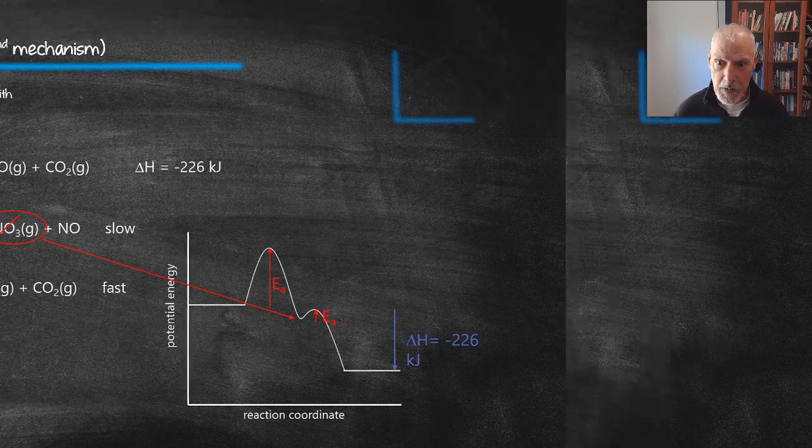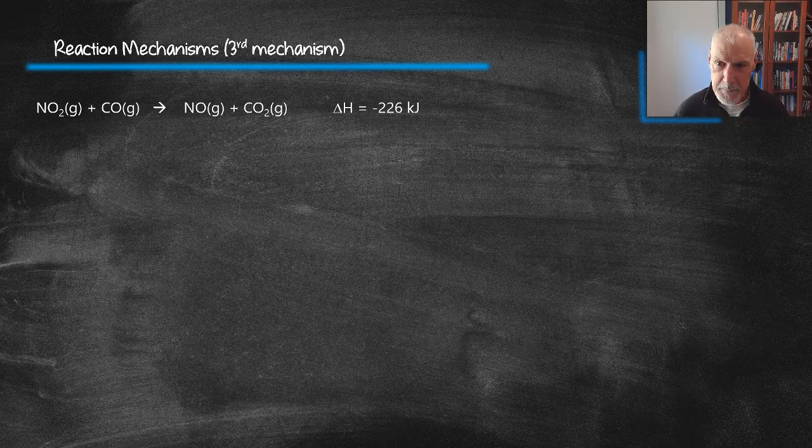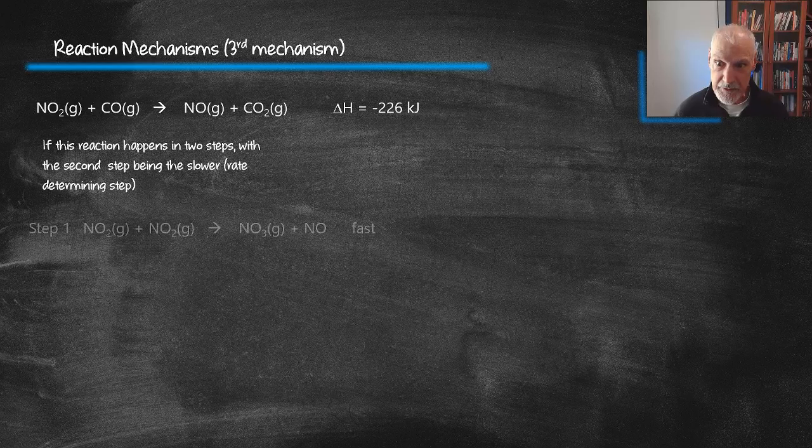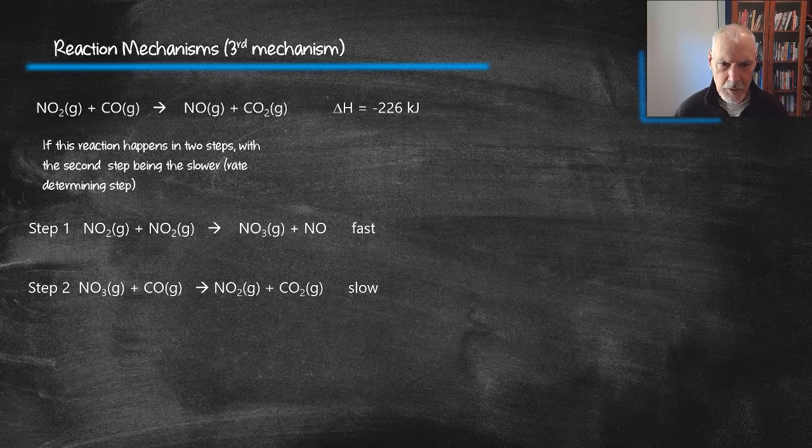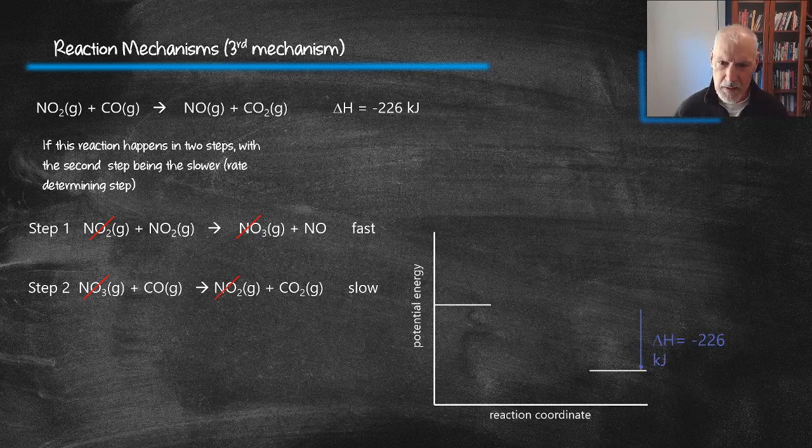Now we're going to look at a third possible mechanism for this reaction. It's essentially going to be the same as what we saw in reaction mechanism number 2, but I'm switching the step speeds. The first step now will be fast, and the second slow. Let's start off again by canceling out the species we need to justify the overall equation. And let's look at the energy profile.